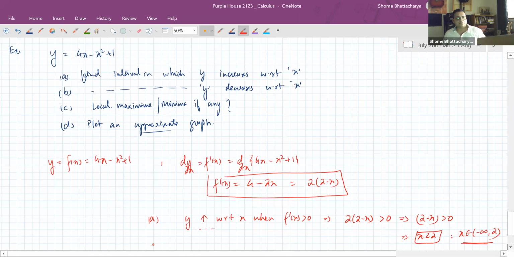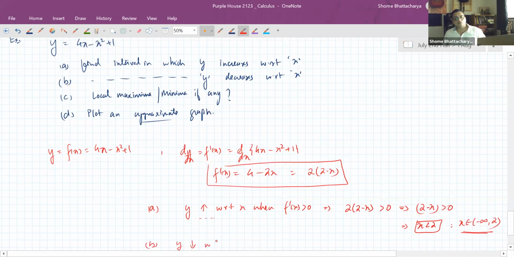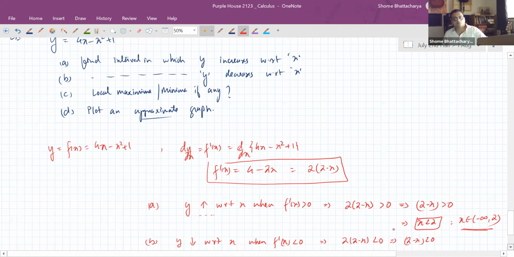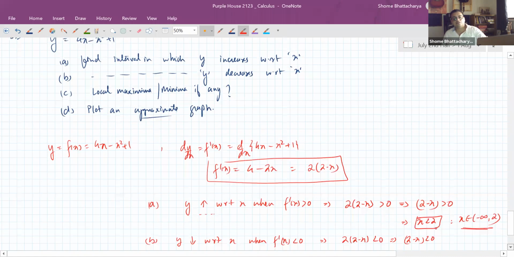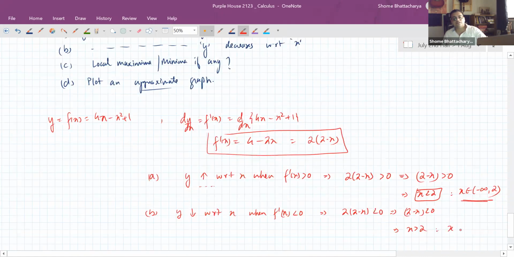So likewise, you can see that y is decreasing with respect to x when f prime x is negative. So here you get x is greater than 2, which again has no restriction on x. So greater than 2 means greater than 2 all the way to infinity. So for the interval 2 to infinity, the function has this behavior, that it is decreasing.